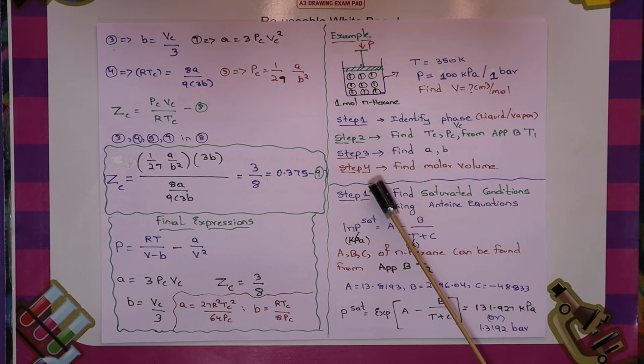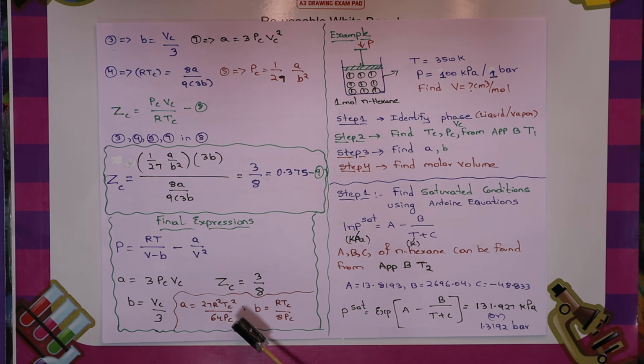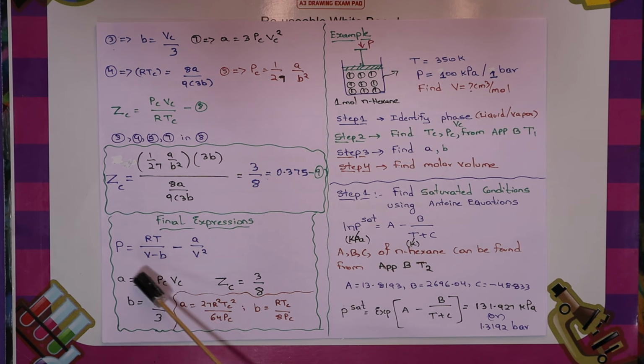Once you get the critical data, by substituting in these particular expressions, you can find a and b. Once you know a and b, you can use this particular equation to find the volume, using the van der Waals equation of state.